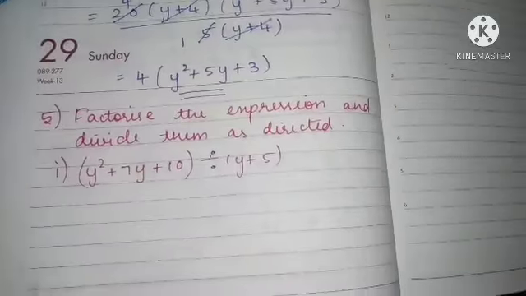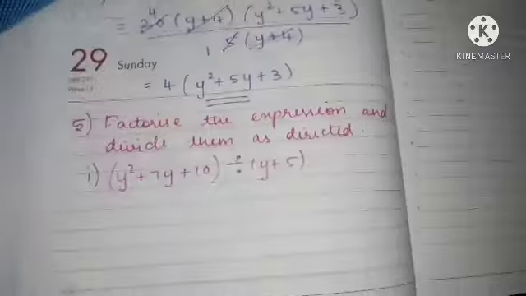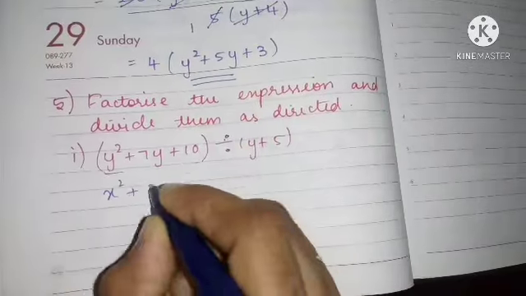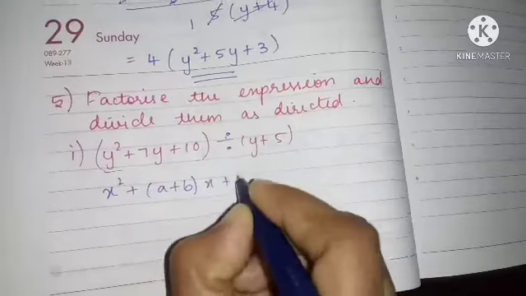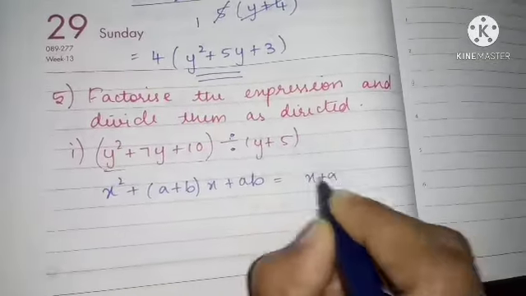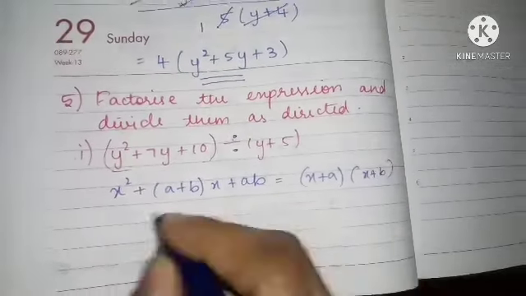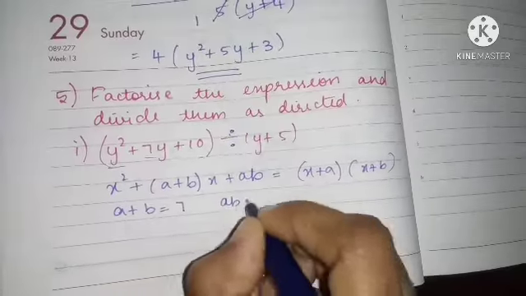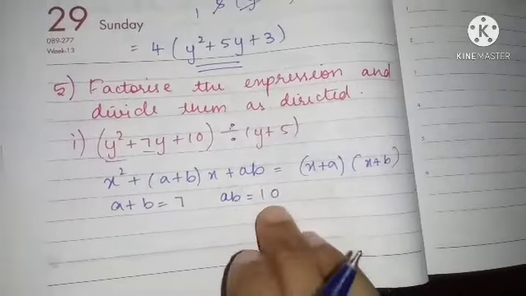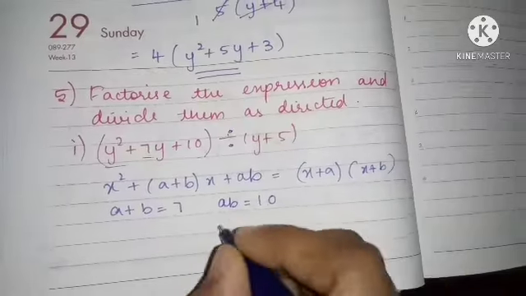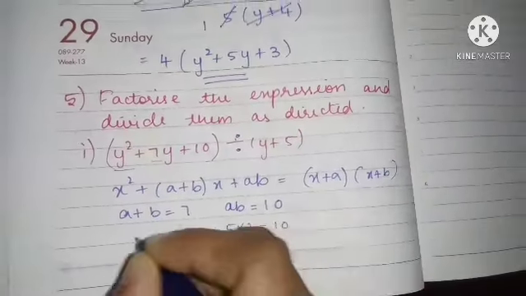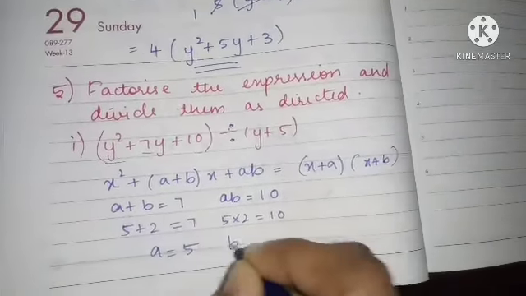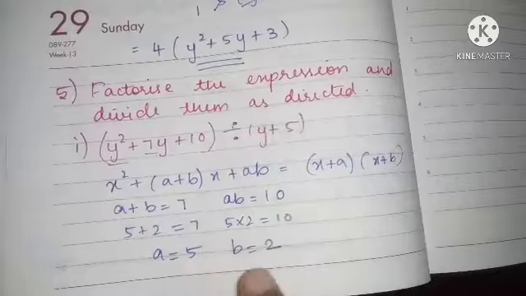So first, y square plus 7y plus 10. Y square is a perfect square, 10 is not a perfect square. So what is the identity you will use? X square plus (a plus b) into x plus ab is equal to (x plus a) into (x plus b). So here a plus b is nothing but 7, ab is nothing but 10. When I multiply these two, I should get 10. When I add these two, I should get 7. So 5 twos are 10, 5 plus 2 is 7. So what is a here? 5. B here is 2. A is 5, B is 2.